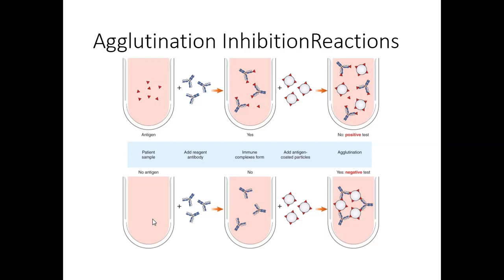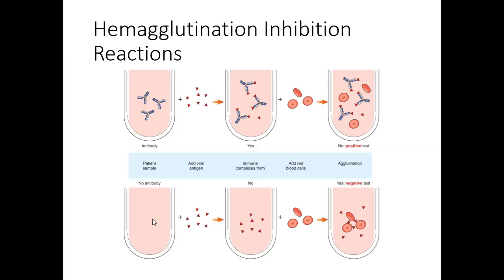Does this make sense? Take a look at it a couple of times if you need to follow along. Hemagglutination inhibition reactions are similar to the inhibition reactions we just saw, but in this case, we're looking for antibody in the patient sample. And as I mentioned before, certain viruses can spontaneously agglutinate red blood cells.